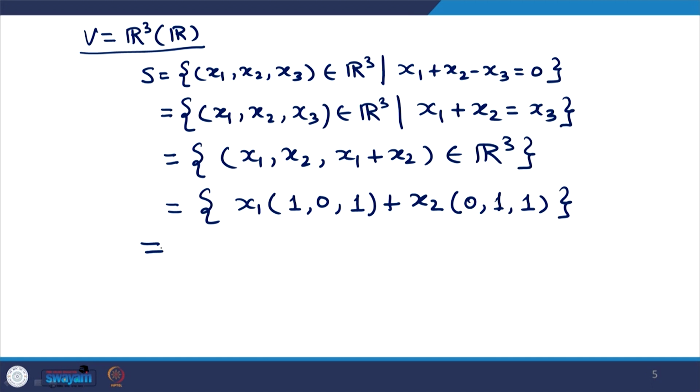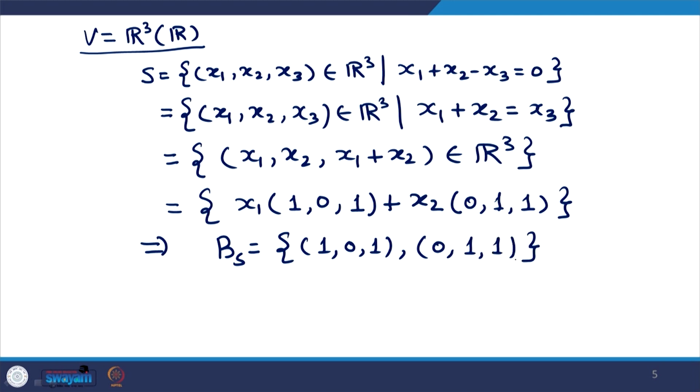So, here I can write the basis of S is containing 2 vectors (1, 0, 1) and (0, 1, 1). Hence, dimension of S equals 2. So, in that way we can find out the basis and dimension of a vector space.